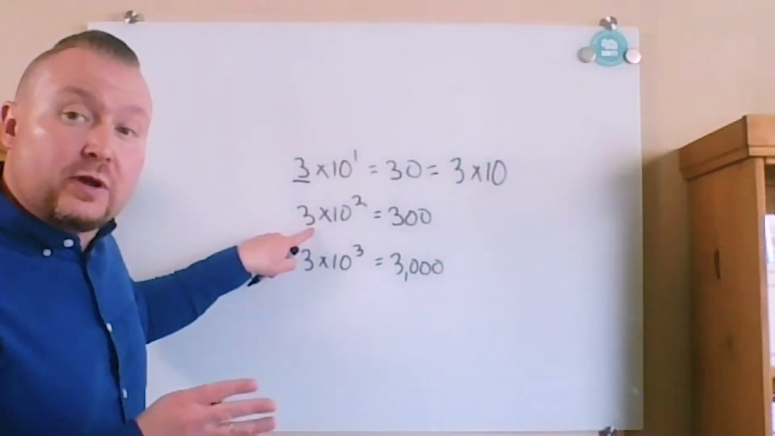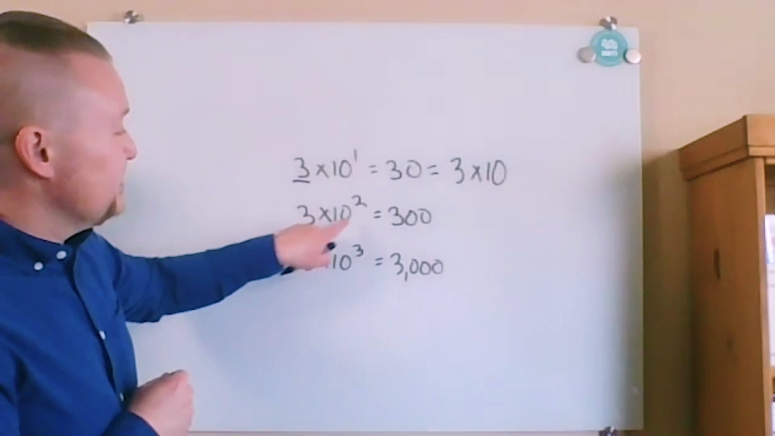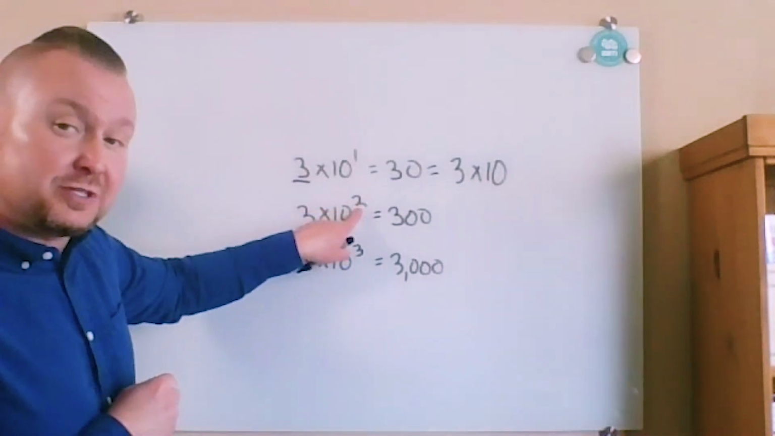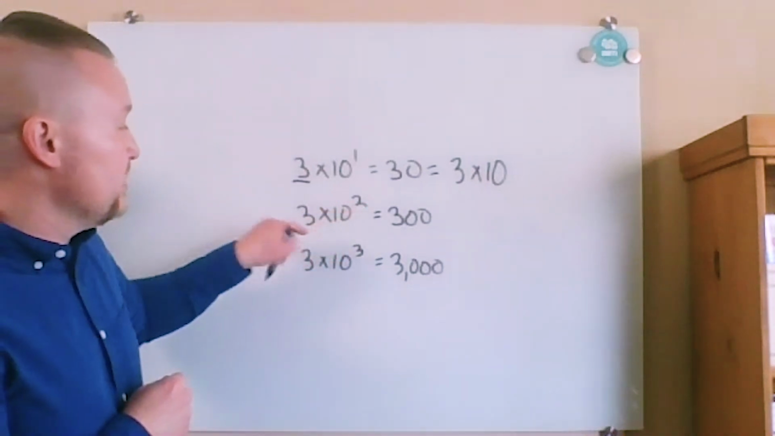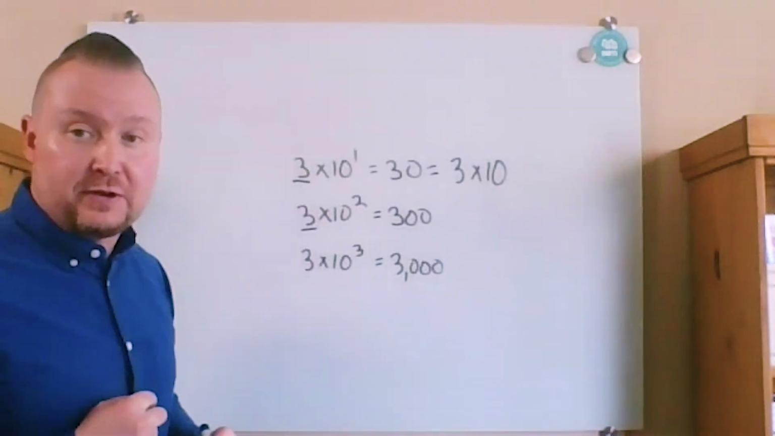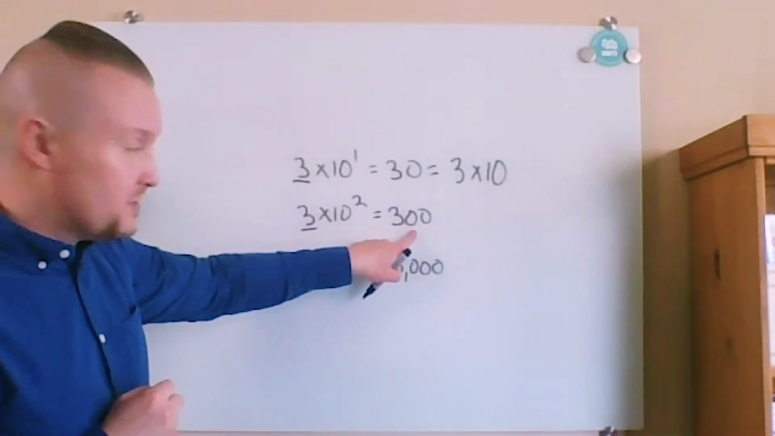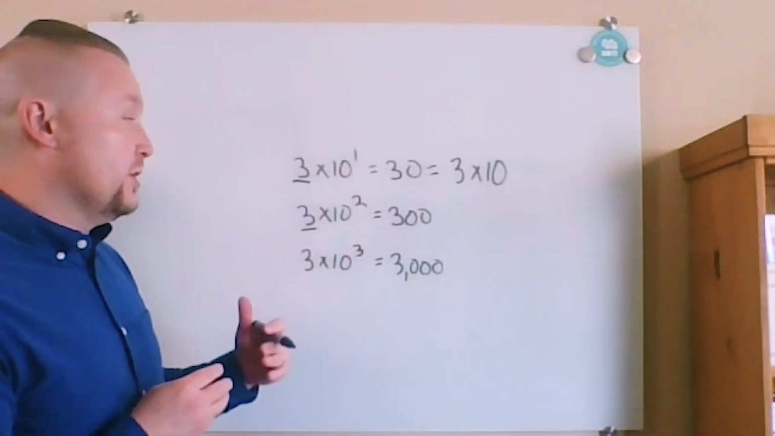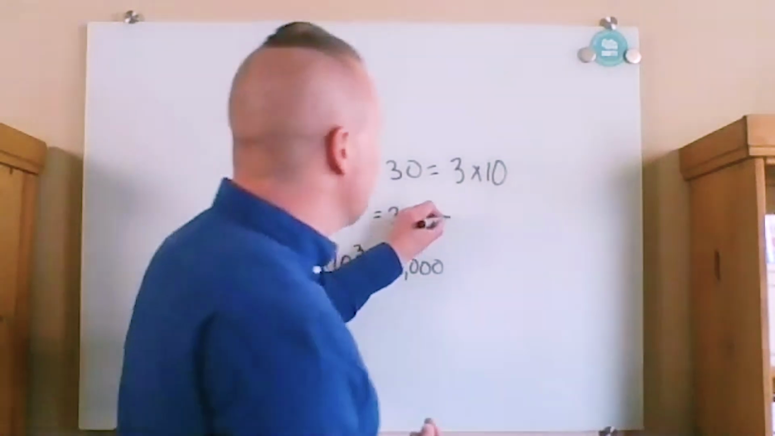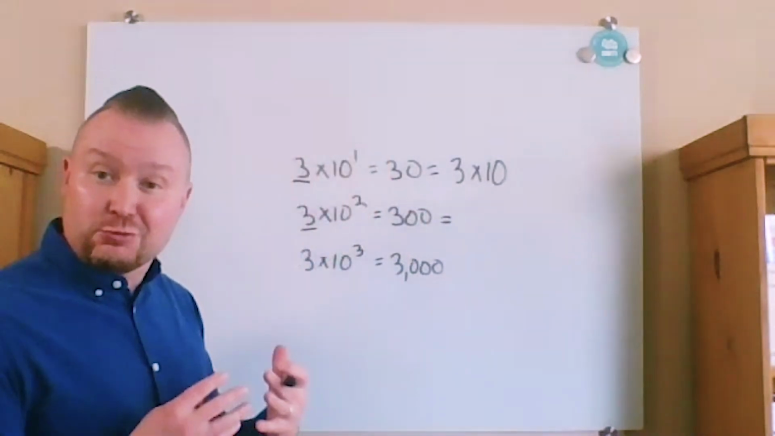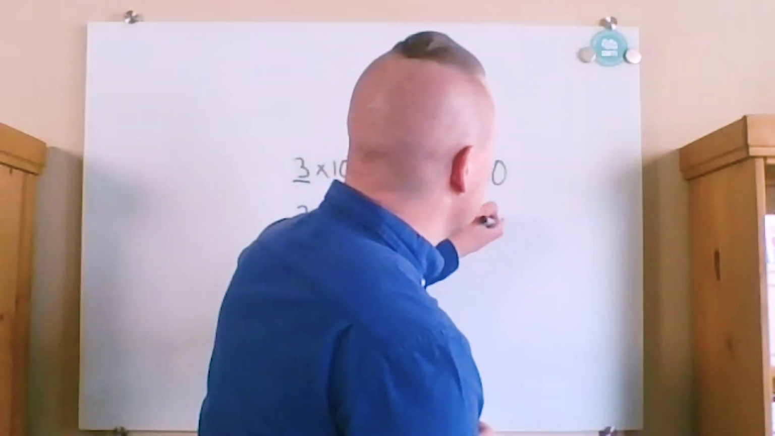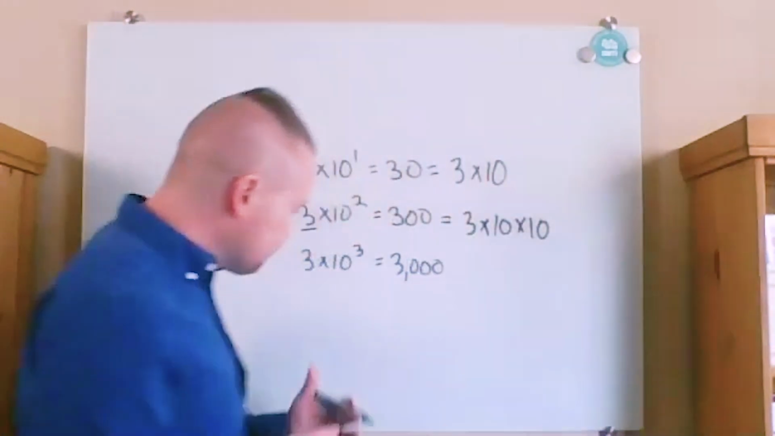Now let's use that rule and see if it works for this one. 3 times 10 to the second, okay, the exponent with the 10 is telling us that the 3 is going to increase by 2 place values now. So it started in the ones, 1 place value would be tens, 2 place values would be the hundreds. So it did work. And again, it's because what 3 times 10 to the second is really saying we're doing is 3 times 10 times 10.